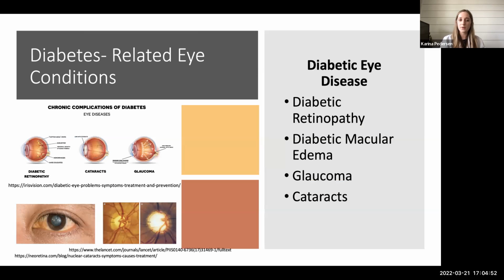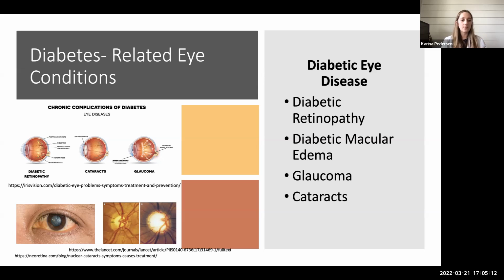So first we're going to talk about diabetes. Diabetes-related eye conditions are also called diabetic eye disease. There are four major ones. The first one is diabetic retinopathy. The second one is diabetic macular edema. Third is glaucoma, and fourth is cataracts.